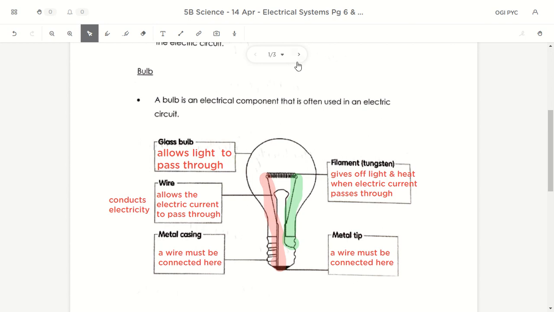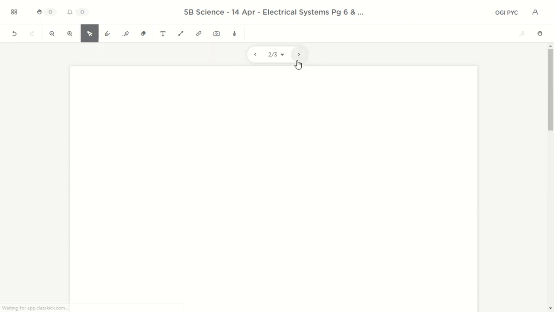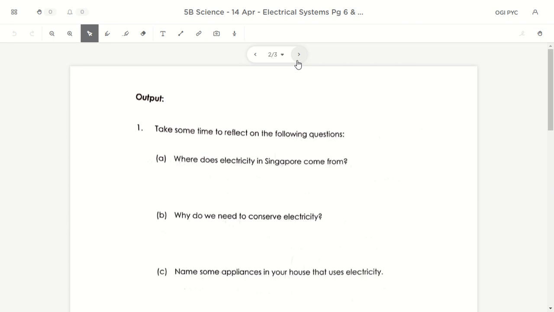So this is page 6. Let's go on to page 7. Page 7 is mainly to get you to think about the uses of electricity and where electricity actually comes from in Singapore when we use it.